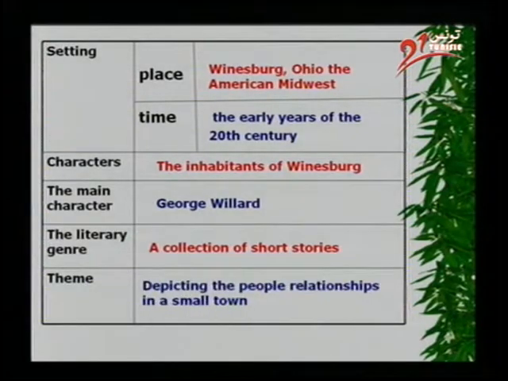Now, the theme, this is the last part of this table: depicting the people relationships in a small town. This small town is what we have mentioned in the setting. It is Winesburg. It is in Ohio. It is in the American Midwest. It is in the USA. So from the small town, you go from the specific to the general. This, therefore, depicts the relations between people. Therefore, we understand that the writer is talking about things that are real. Let's move.